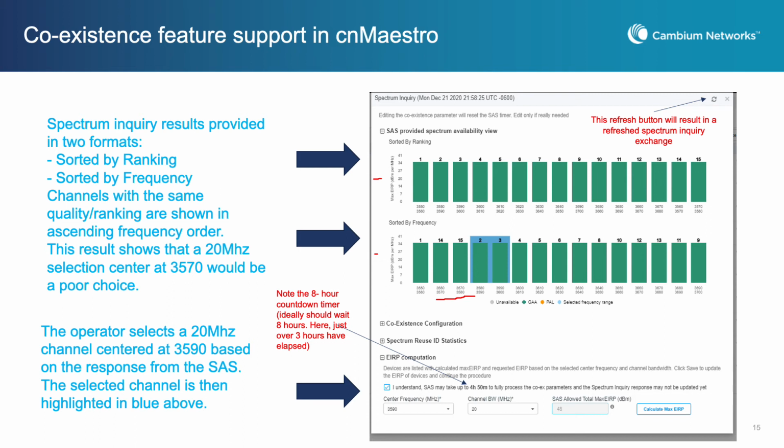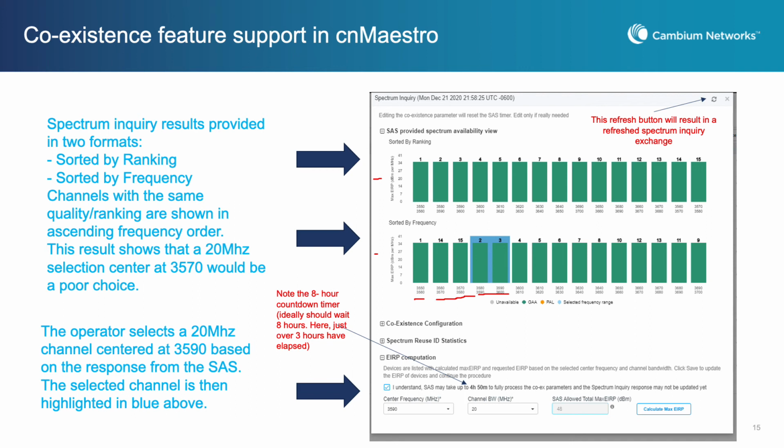3550 to 3560 would be a clean choice, but that's only 10 megahertz of bandwidth. So an operator could select, for example, 3580 to 3600. When that selection is made, then the tool will shade those channels in blue in the second graph as shown here.